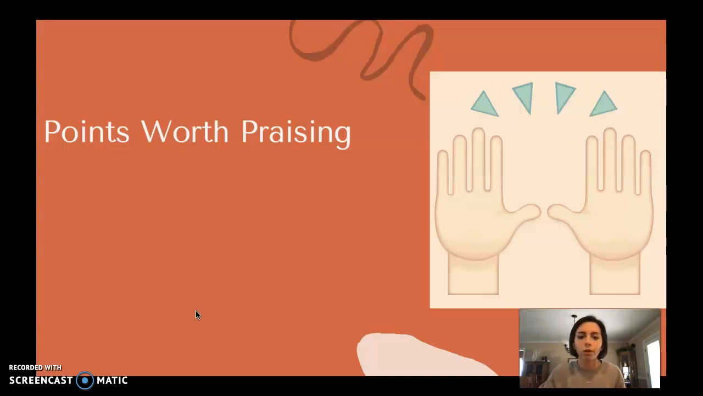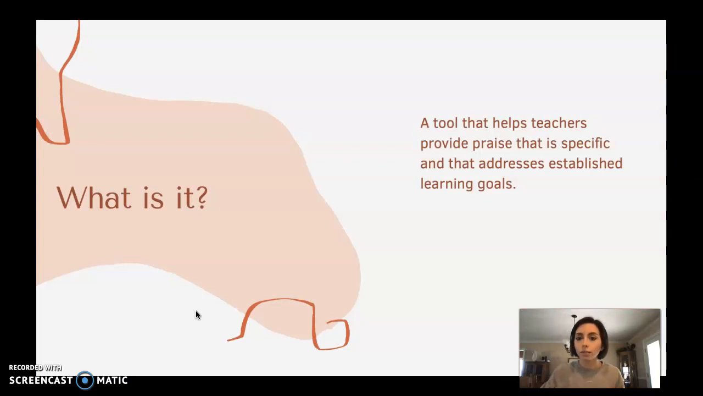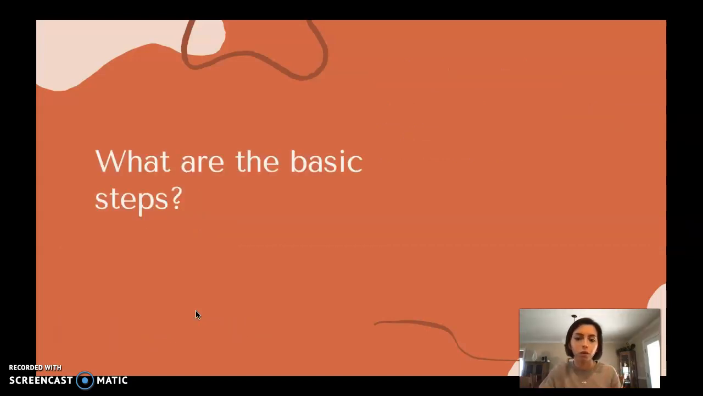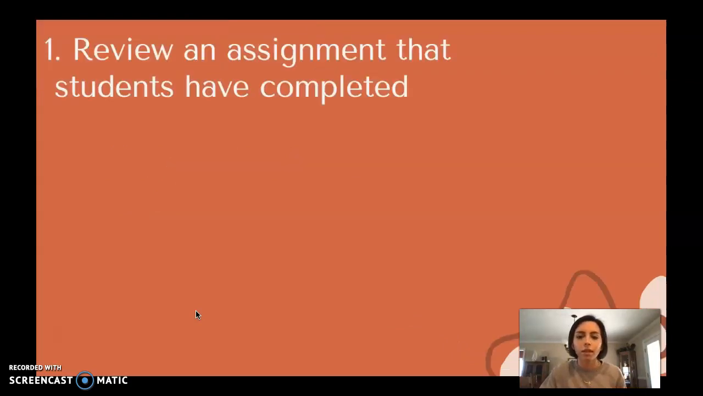So moving on to points worth praising. What is it? It's a tool that helps teachers provide praise that is specific and addresses established learning goals. What are the benefits of using this tool? By shifting the focus from points that need fixing to points worth praising, we decrease discouraging attitudes. We encourage them to look at what they did well and to continue doing it in the future or on future assignments. So in this one we have 4 steps, so let's go over the basic steps that they have set up for us. Review an assignment that students have completed.